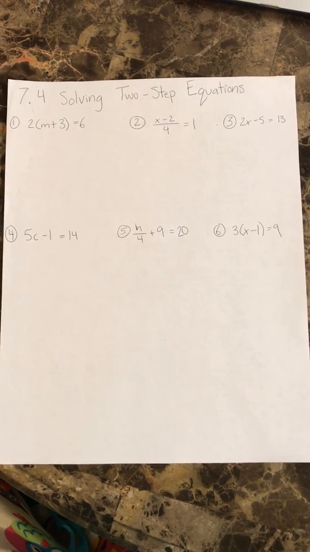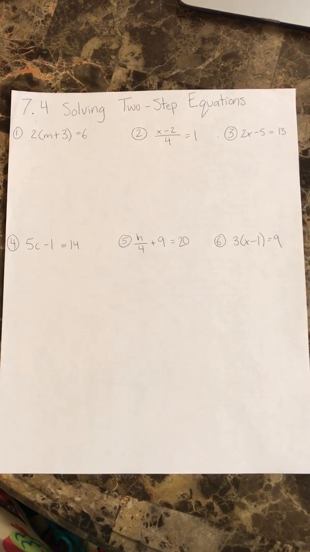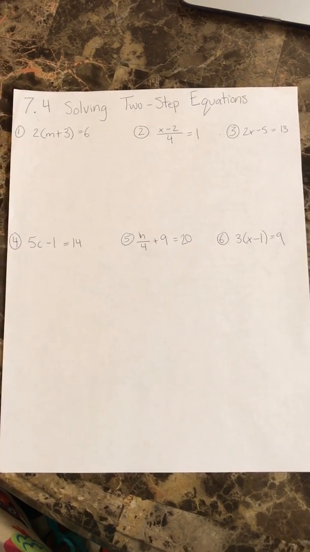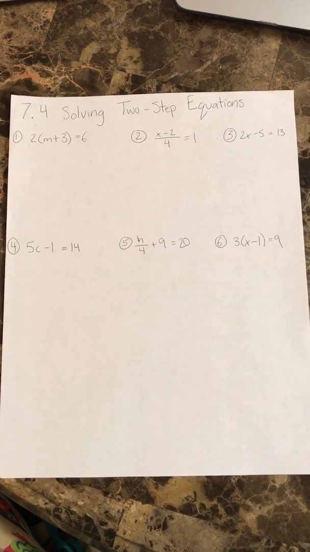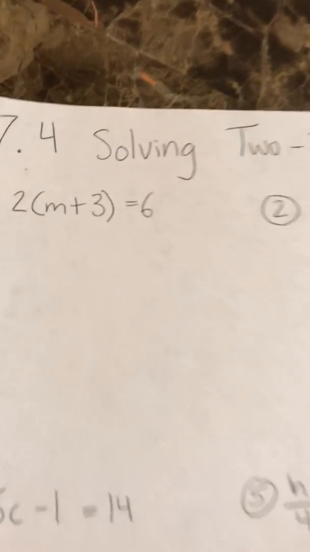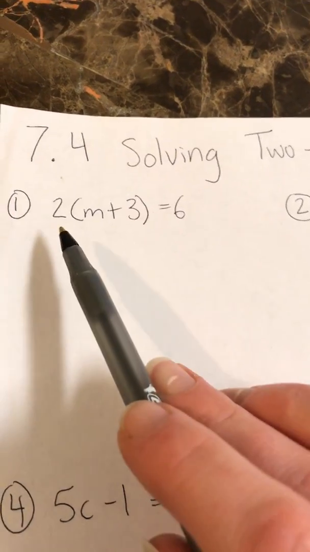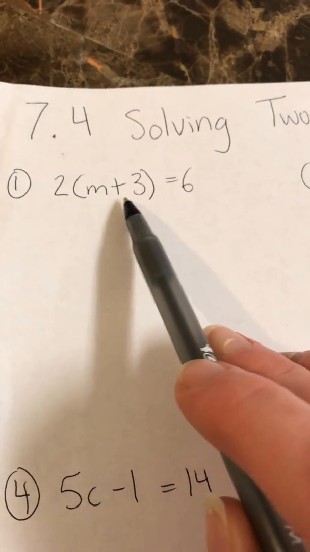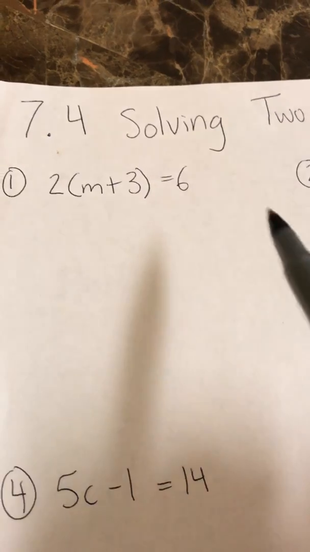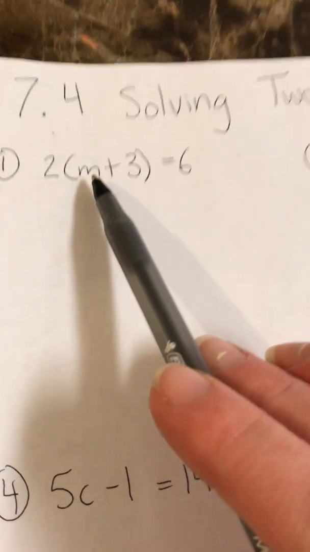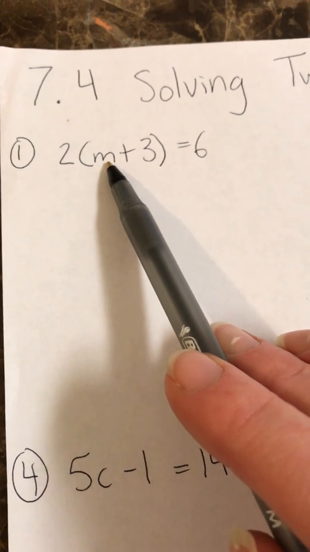For this one, we're doing 7.4, solving two-step equations. This is where it gets a little tricky. We take what we've learned in 7.2 and 7.3 and put it all together. So now, number 1 says 2, and then parentheses, we have m plus 3, and that equals 6. So, remember, we're solving for m. We got to get m by itself.